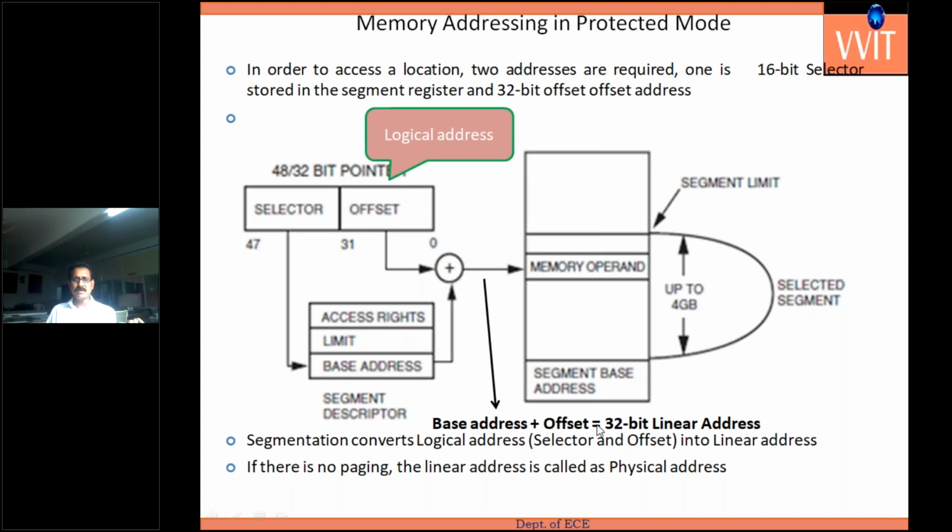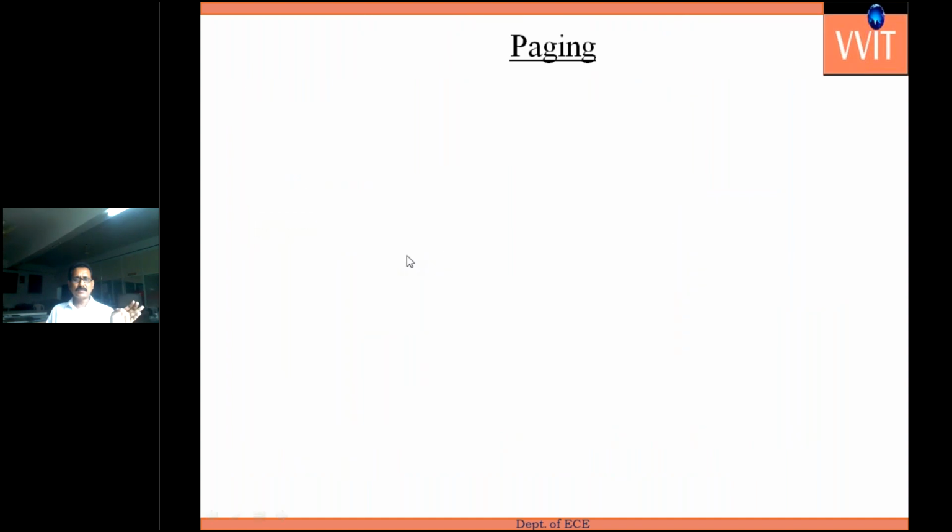The base address plus offset gives the 32-bit linear address. In real mode, the segment register content is multiplied and added to the offset, and we get the 20-bit address, which is called the physical address. Here is the 32-bit extension based on the selector and offset.